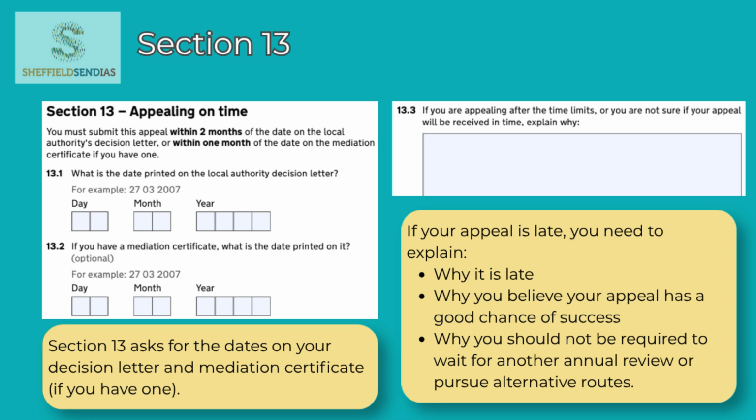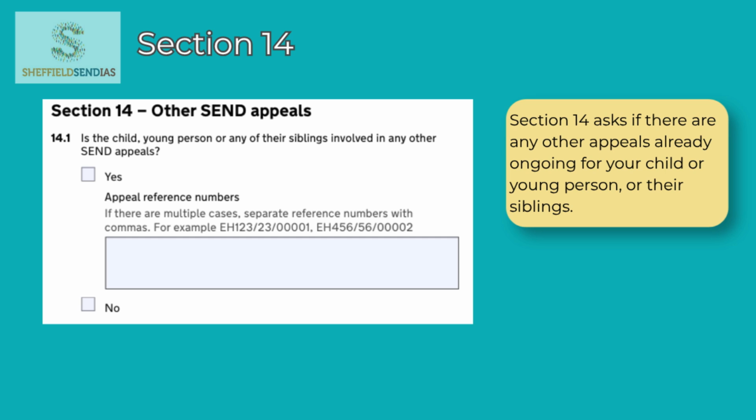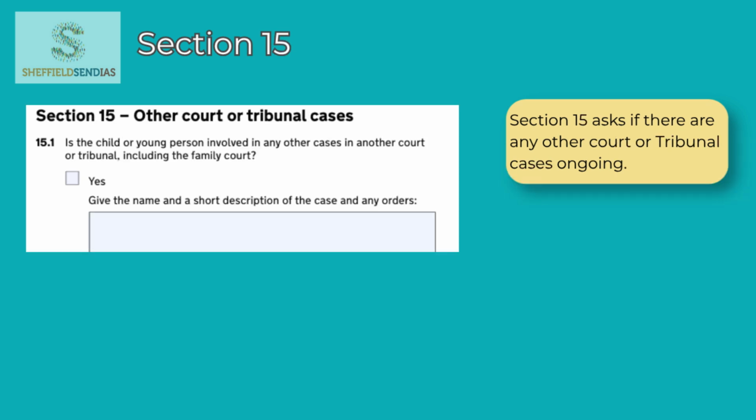Late appeals must be considered by a judge first, which can delay the process. Because of this, in some situations, it may be more practical to seek a fresh annual review and obtain new appeal rights. If you have another child who is also going through the tribunal process, Section 14 allows you to tell the tribunal. Section 15 asks whether there are any other court or tribunal proceedings involving your family, such as family court proceedings.